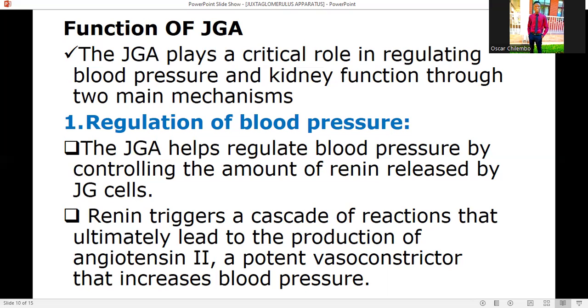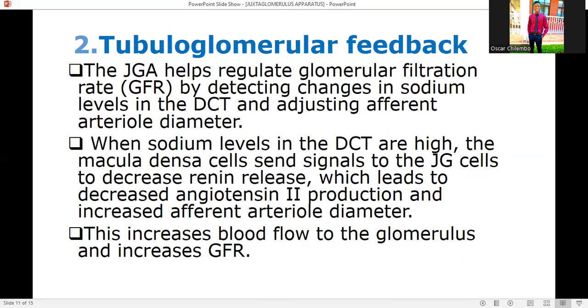So whenever renin reduces this blood vessel via the making of angiotensin 2, then blood pressure increases. If it was low, it would have regulated. Okay. Then what other function?